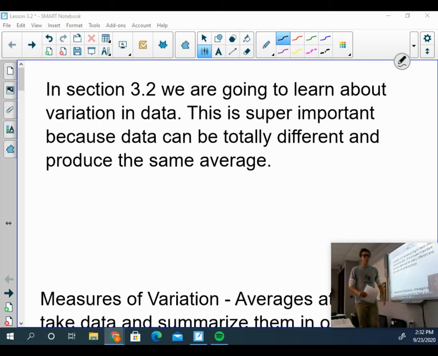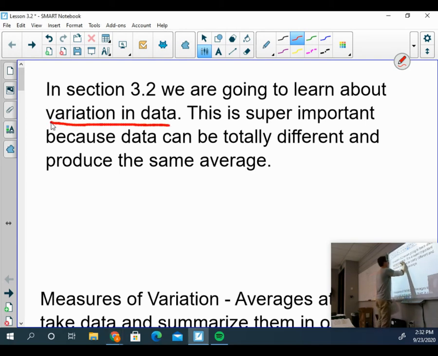What is 3.2 all about? Well, 3.1 was all about measures of central tendency. What are those? That's averages. That's finding the middle of the set of data. That's finding a number that we can summarize our data with. But in 3.2, we are going to learn about variation in data. You see, it's not only important to be able to summarize data, but I want to know how consistent my data is. How much does my data vary from one number to another?